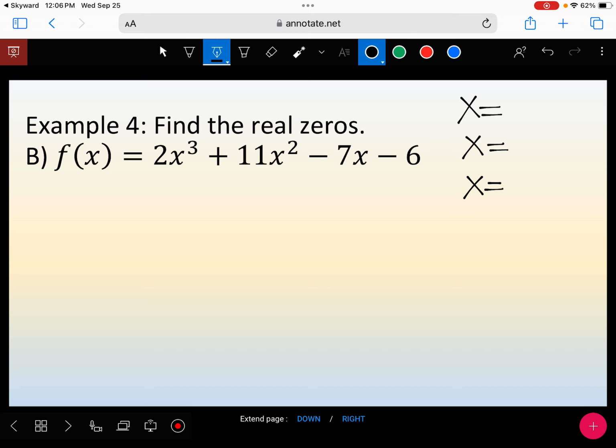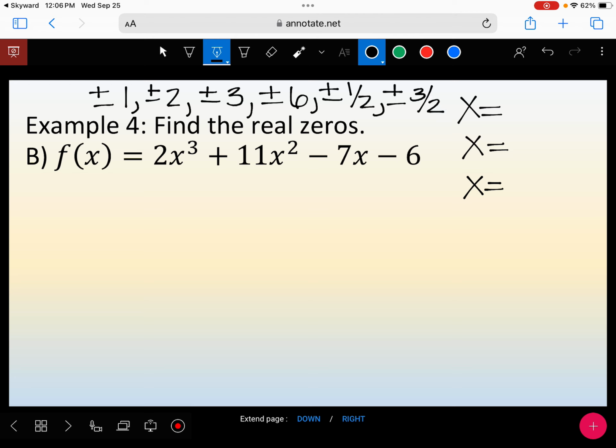Okay, so the numbers that we're going to test will be plus and minus 1, plus and minus 2. What other numbers go into 6? 3. And what else? 6. And because my Q value is 2, it could also be 1/2 or 3/2. So let's start off by testing 1. Go ahead and test the 1. See if you get a 0 at the end. So try to do your synthetic division on your own, and then we'll go through it.